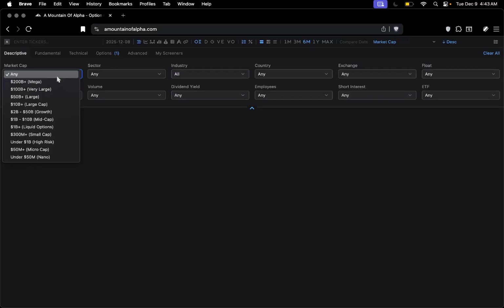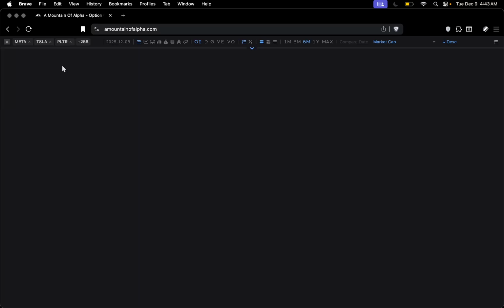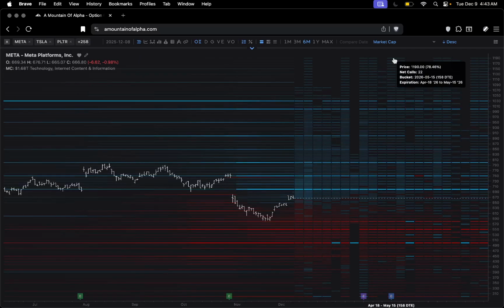And I'm going to go to descriptive. I'm going to do over 1 billion, right? I don't want to trade all these micro caps and things like that. I think I'm going to leave it at that. I'm going to turn off ETFs and close it, and that's going to run the screener. You can see I've got over 260. Right now it's sorting by market cap.